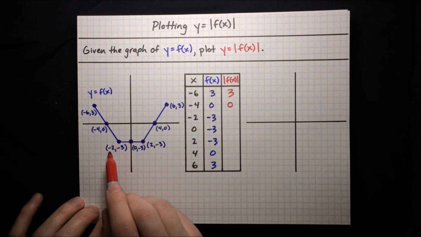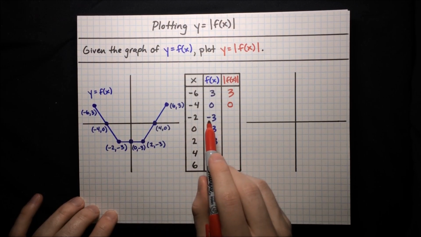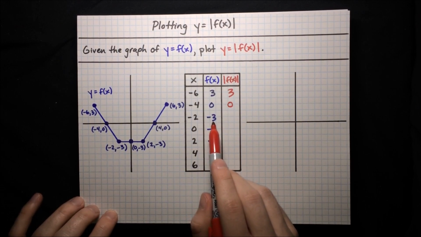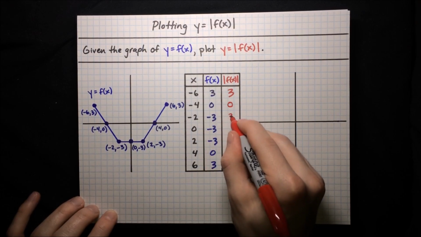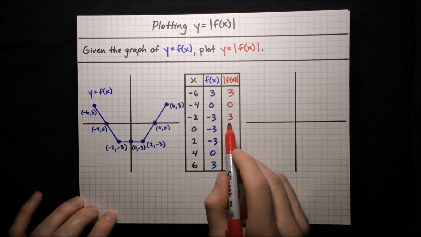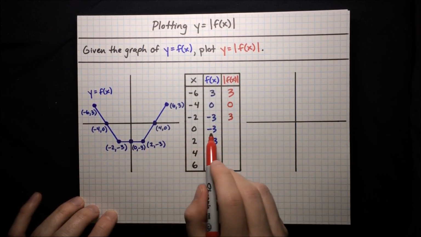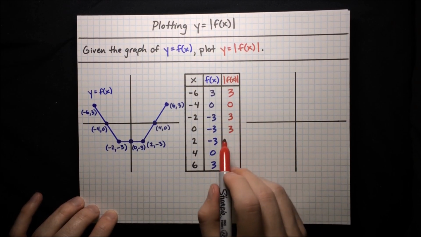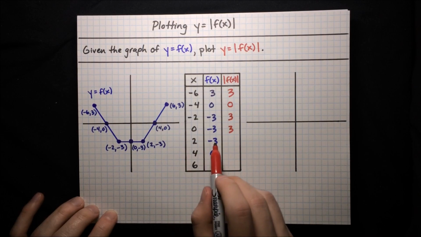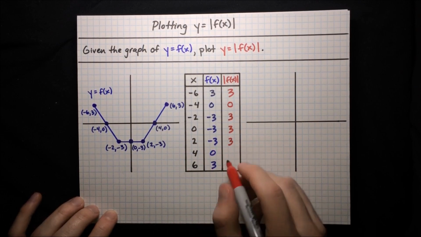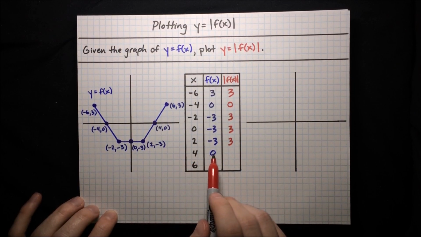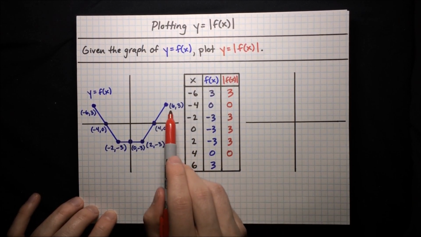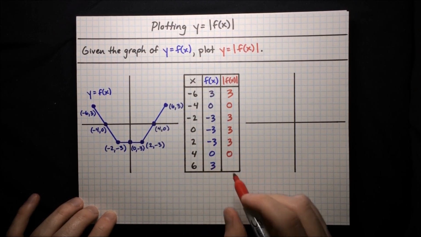So the next point, (-2, -3): x is -2, f is -3, and the absolute value of -3 is just the positive value, so it changes from -3 to +3. Okay, that's significant. Something changed there. Now that's the same idea for the next point. x is 0 and f is still -3, so the absolute value of -3 is +3 again. Same idea again for the next point: x is 2, f is -3, so the absolute value is +3 again. And now we're back to f is 0 for x is 4, and the absolute value of 0 is just 0. And for x is 6, f is 3, and the absolute value of 3 is just 3.